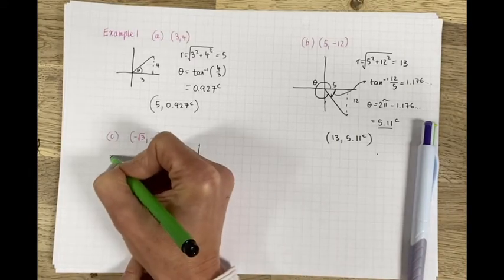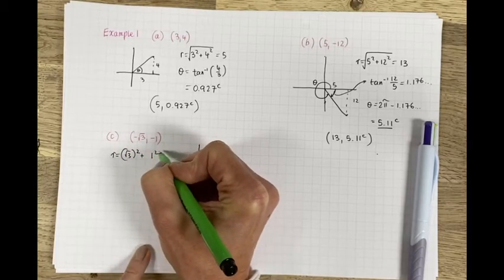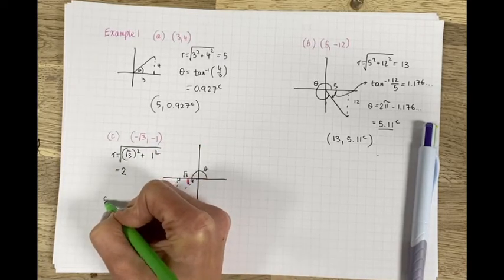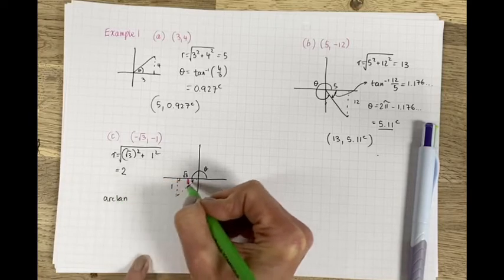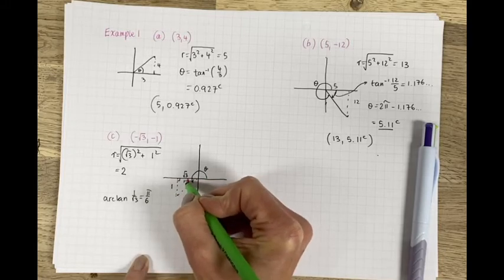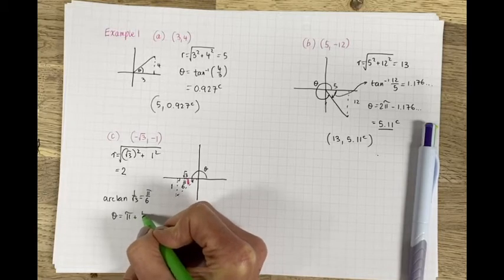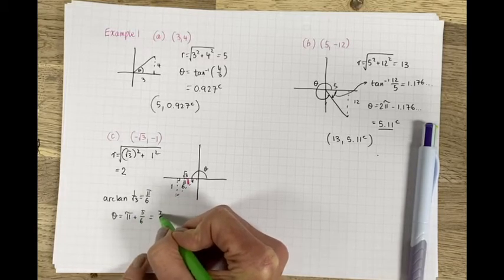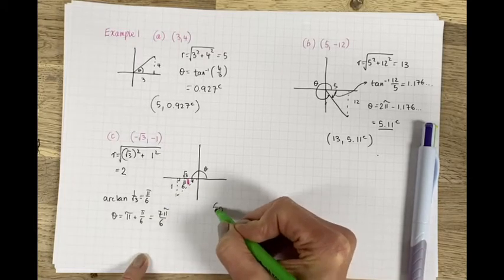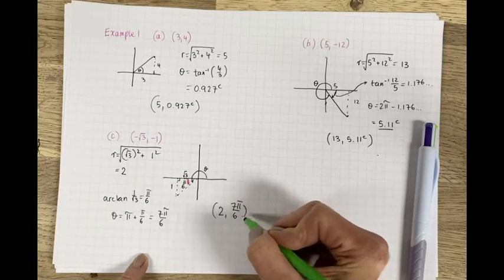The value of r is √3 squared, add 1 squared, square rooted, so it's 2, and the angle is arc tan of 1 over √3, which is pi over 6. So if this angle here is pi over 6, theta must be pi plus pi over 6, so that's 7 pi over 6. Our point has polar coordinates given by 2 and 7 pi over 6.